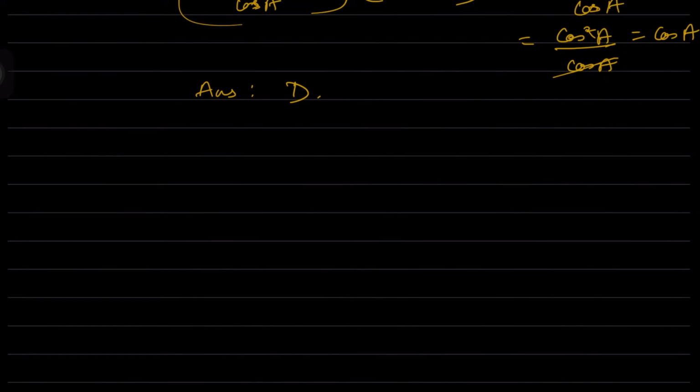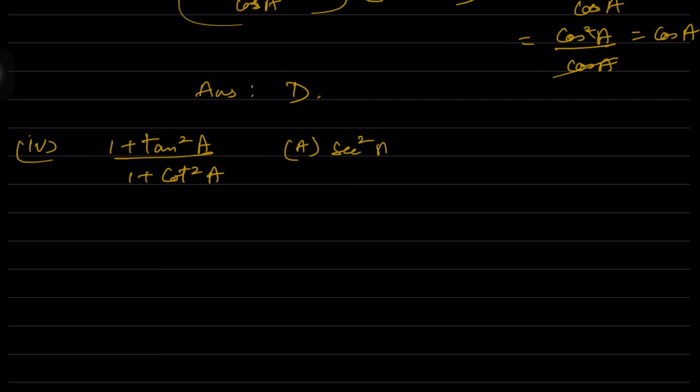So going into the next one, it is 1 plus tan square A by 1 plus cot square A. The options given here are A secant square A, B minus 1, C cot square A and D tan square A.